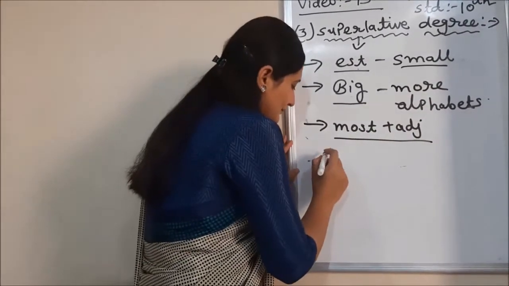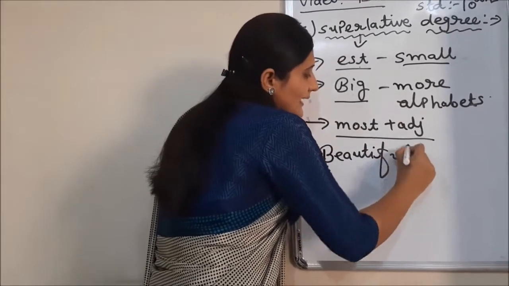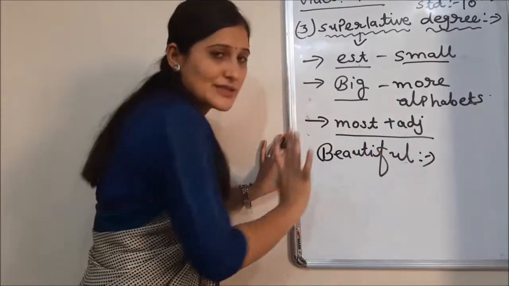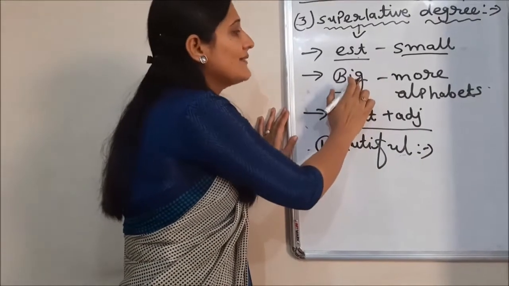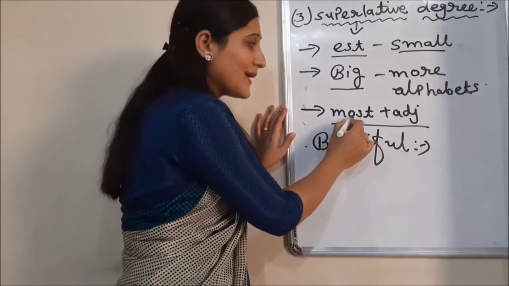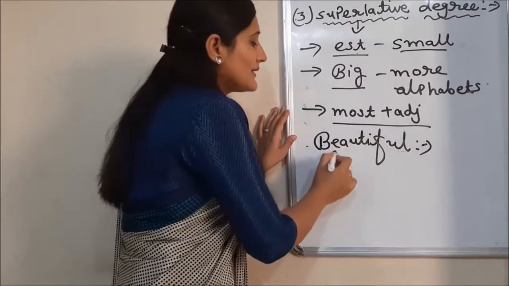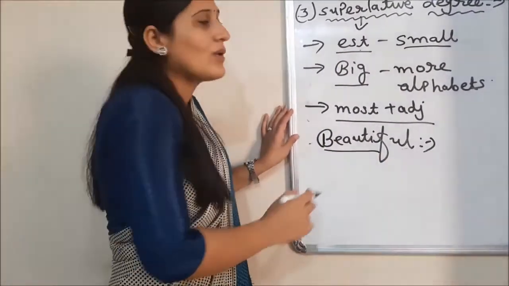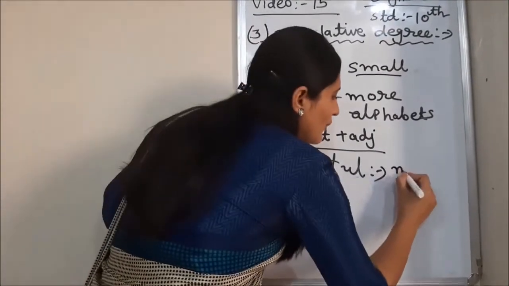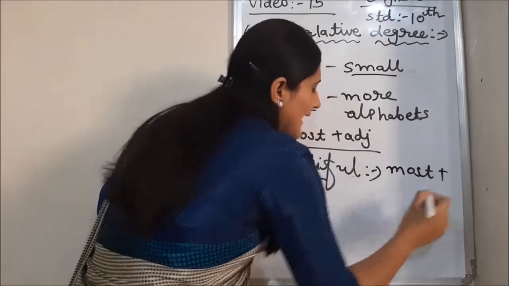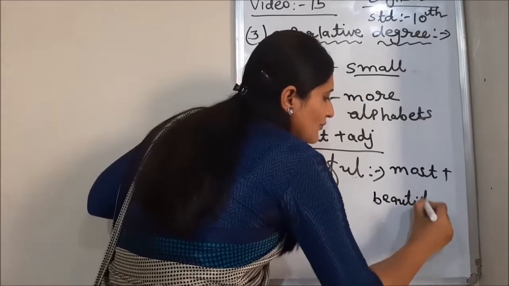For example, beautiful. Here you cannot write beautifullest, right? In comparative, I told you that if the adjective is big, you need to write more. But in superlative, you need to write most, because the spelling of the adjective is long. Alright. So see, here you need to write most plus adjective. The adjective is beautiful, so we need to write most beautiful.